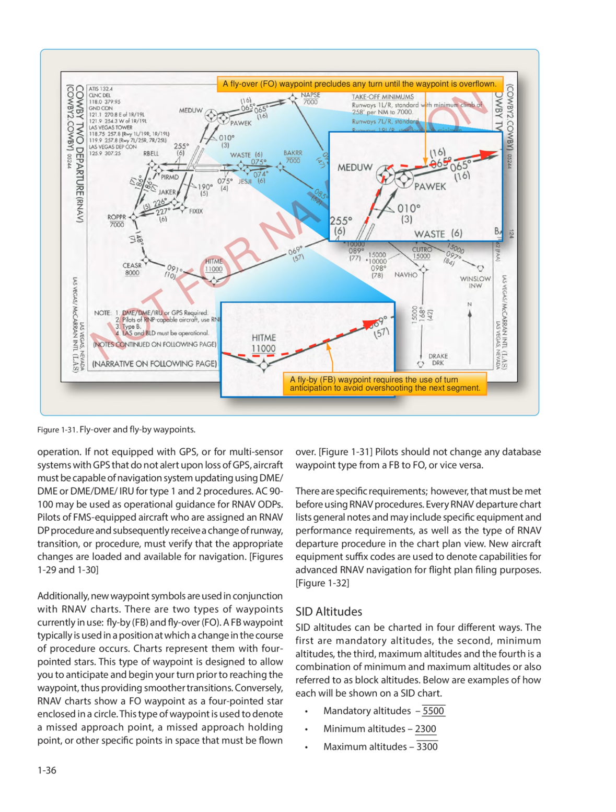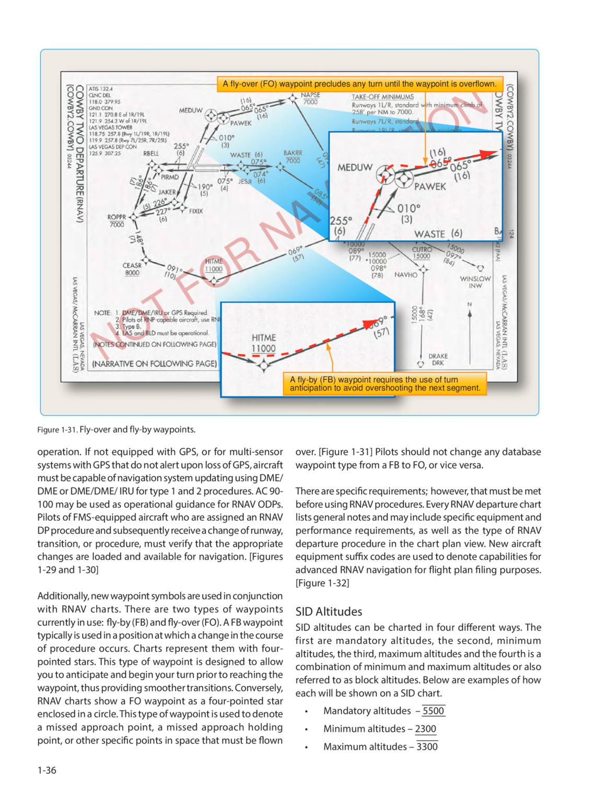SID altitudes can be charted in four different ways. The first are mandatory altitudes, the second minimum altitudes, the third maximum altitudes, and the fourth is a combination of minimum and maximum altitudes, also referred to as block altitudes. Below are examples of how each will be shown on a SID chart.